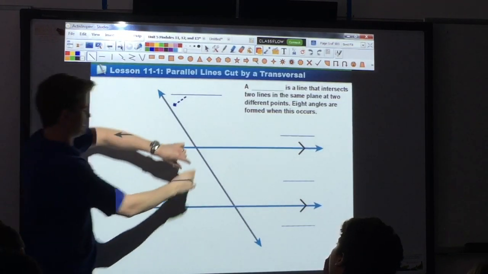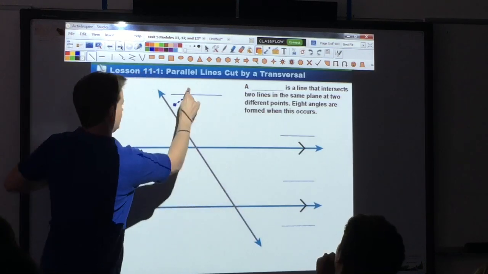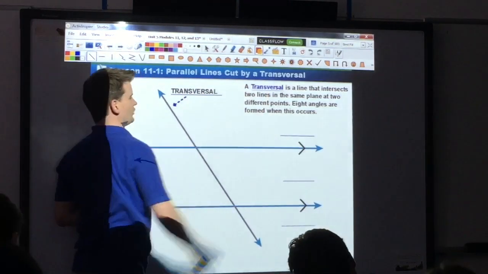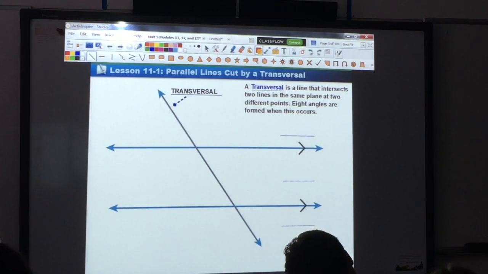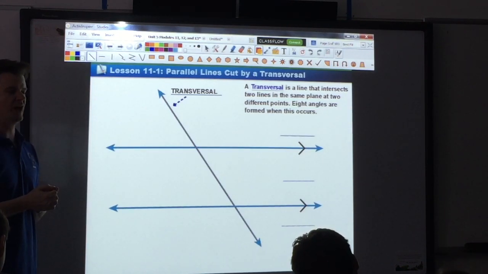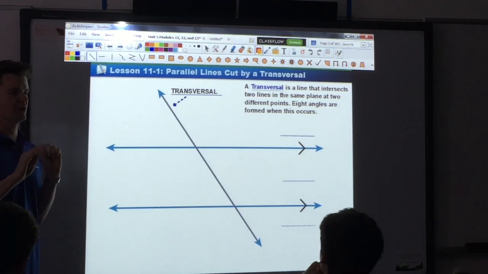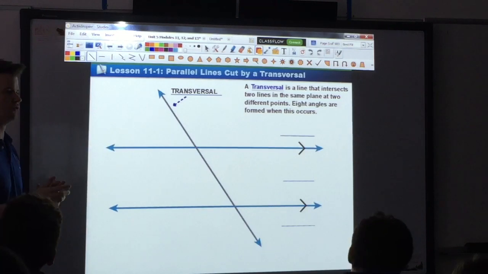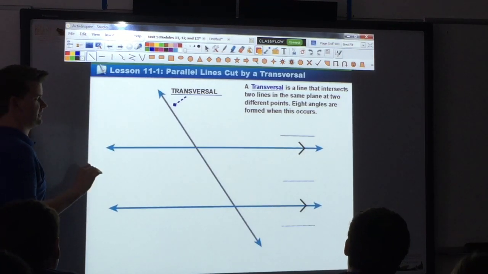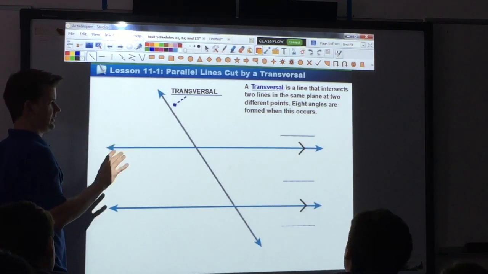Now, who remembers? We just said it a second ago. What's this line called? Transversal. A transversal is a line that intersects 2 lines in the same plane at 2 different points. When this happens, 8 angles are formed. Remember, we have 4 acute angles and 4 obtuse angles. But if we dig deeper, we see that there are even more names for these angles, and there are more ways to help us identify what missing angle measures are.